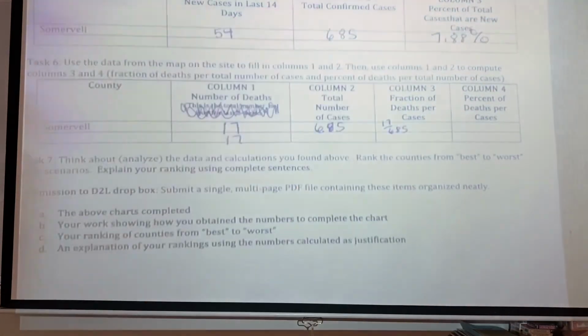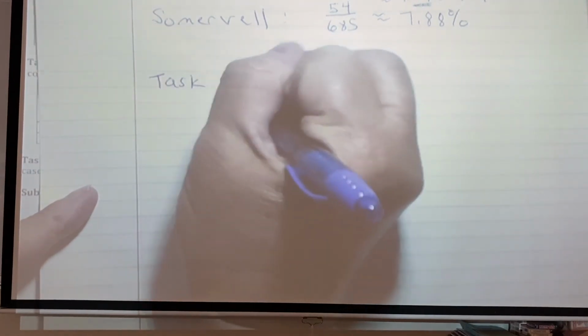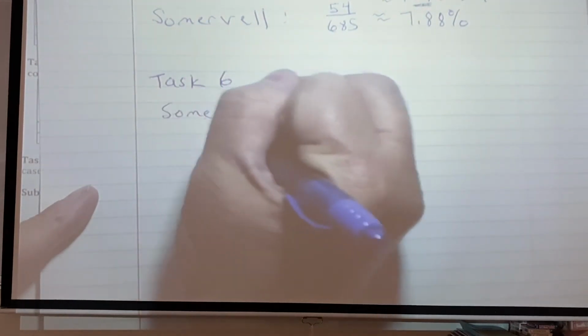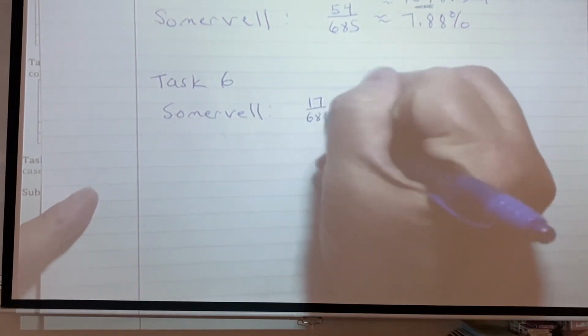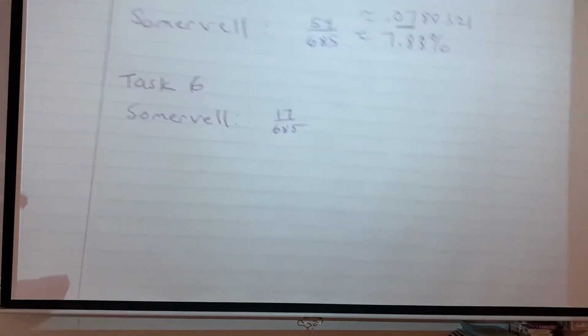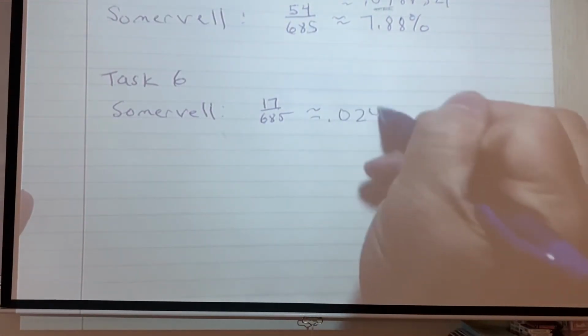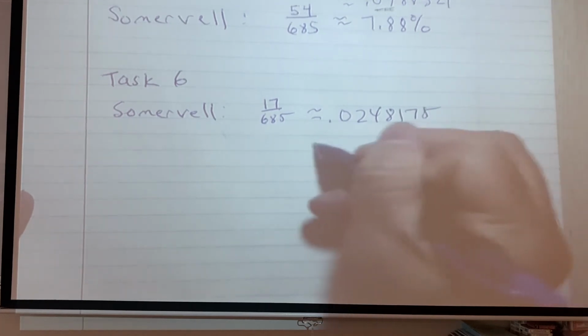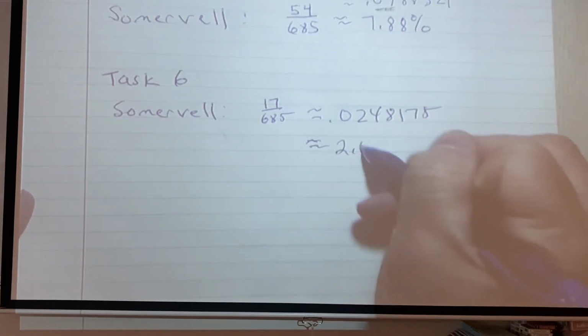So again, let me show my work. Task 6, Somerville County. I'm taking that 17 over 685. I'm dividing it, I get 0.024817, which is 2.48-ish%.